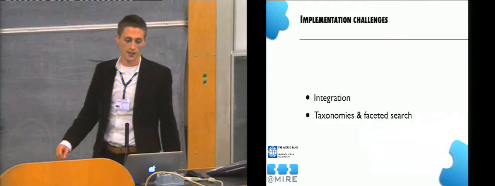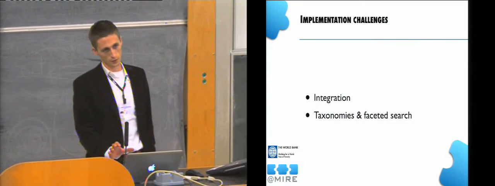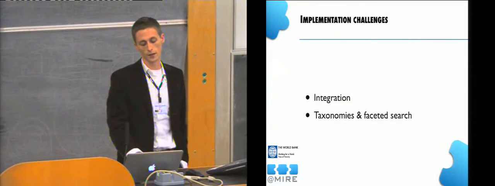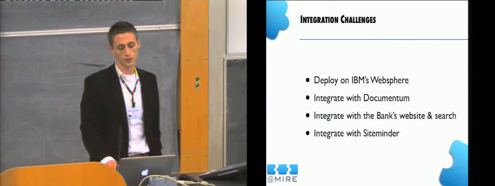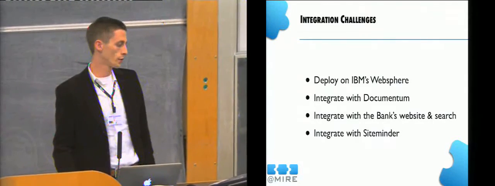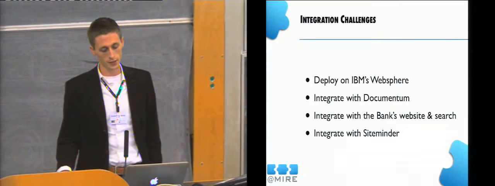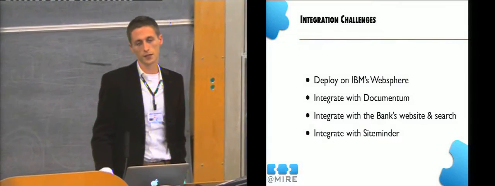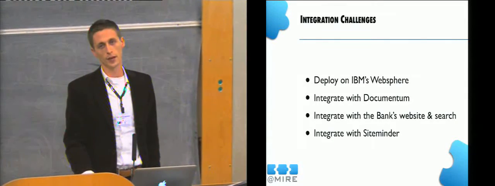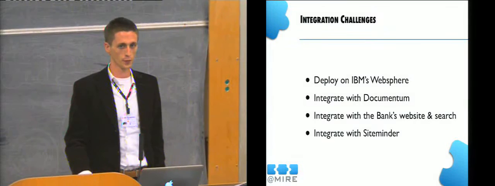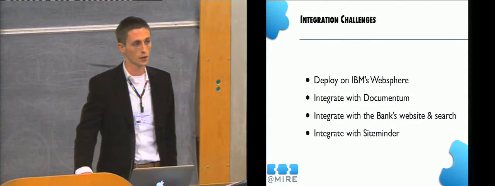Thank you, Tom. Okay, I'm going to talk about two implementation challenges. The first one is integration. It's going to be talked about very briefly, and then about the search infrastructure, faceted search, and how that relates to taxonomies. Some of the integration challenges that we still are facing, we're currently doing requirements analysis and we're in the planning stage, is that this open source software platform, it's built on DSpace, will have to run within the bank on WebSphere, which is an enterprise server rather than what is traditionally used for DSpace, Tomcat, which is open source.